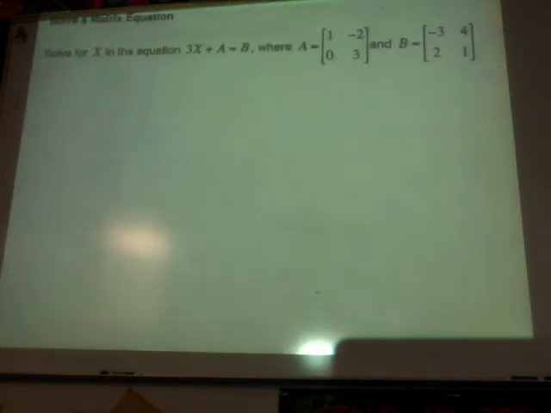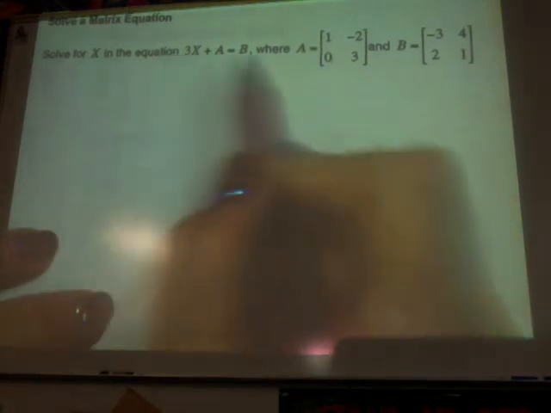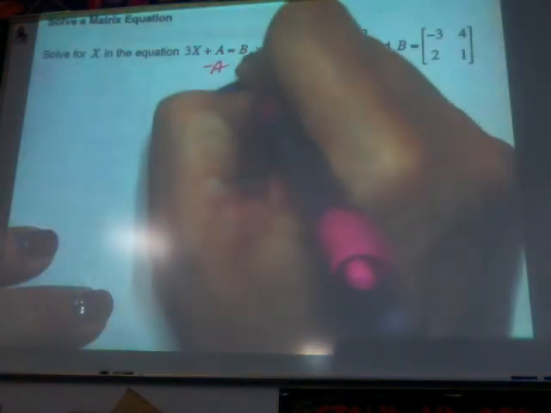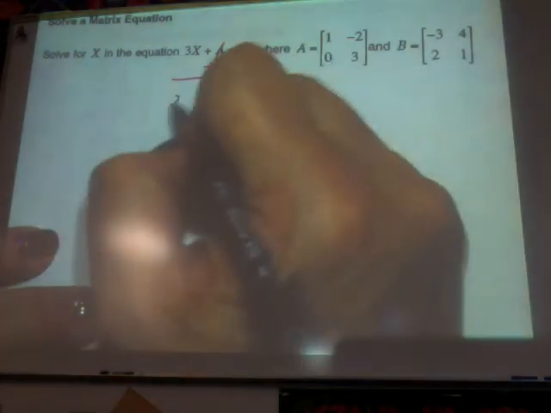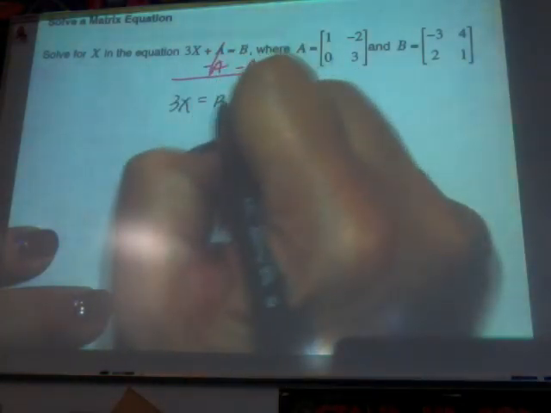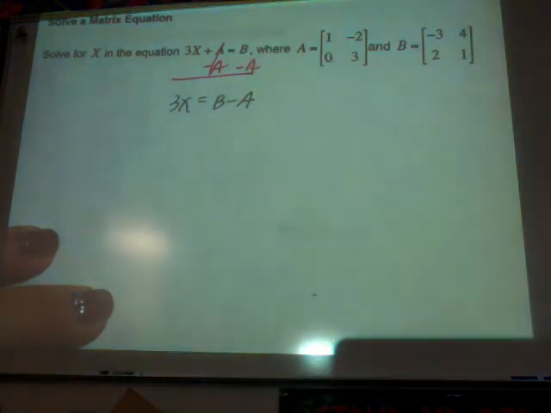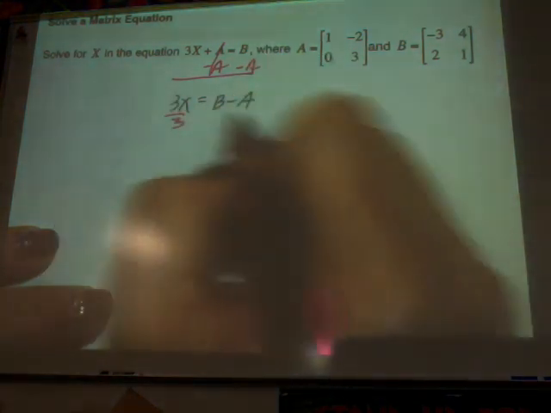All right, so here we're going to use our algebra with matrices. So we're going to solve for x in the equation. And then A and B represent those 2 matrices. So if I were to solve for x, algebraically, what would I do first? Subtract A, right? And so I would have 3x is equal to B minus A. Then what would I do? Divide by 3.